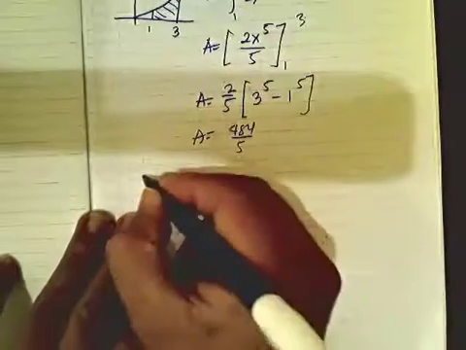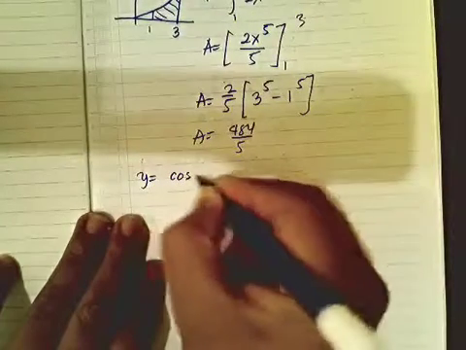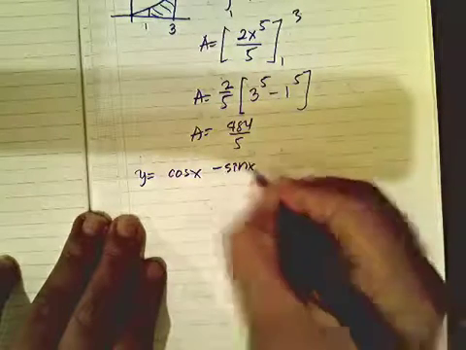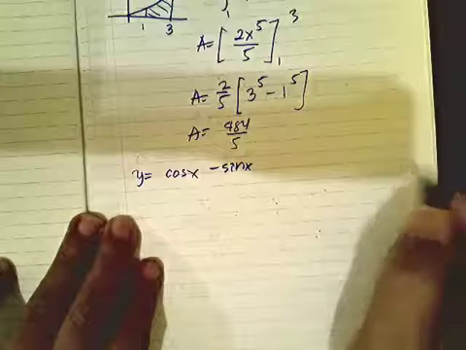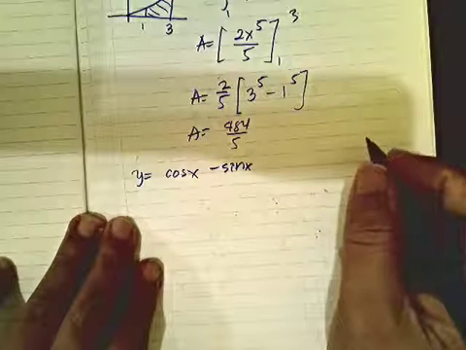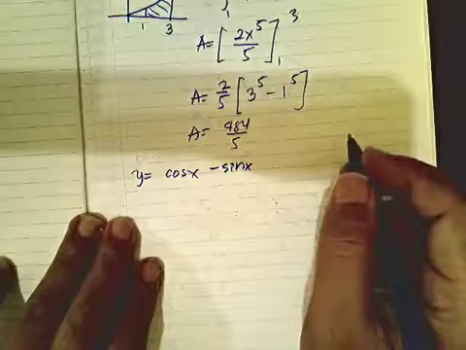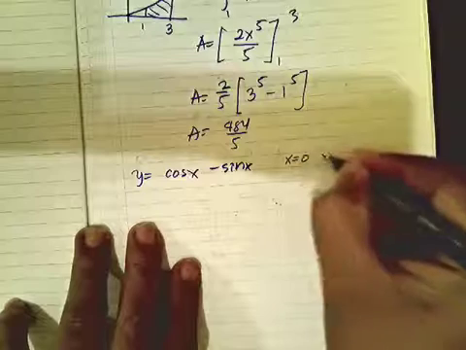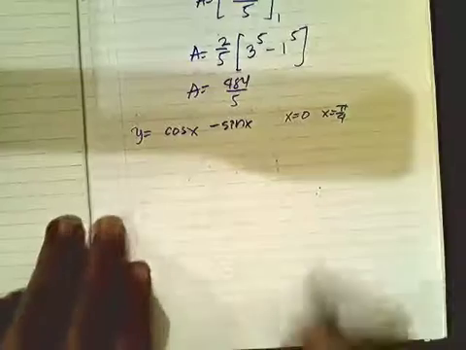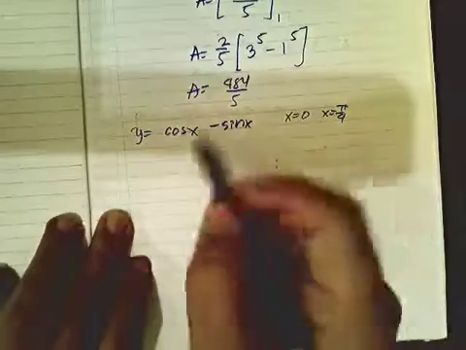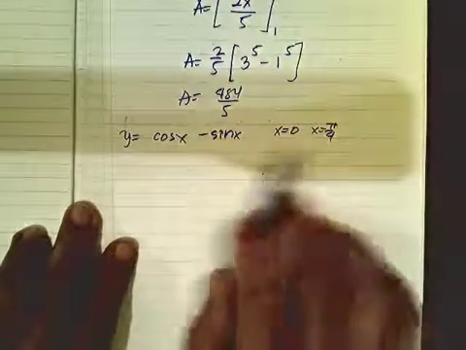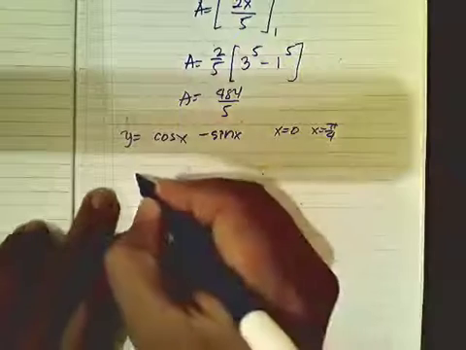So let's try to have the next example. Suppose that you have y equal to cosine x minus sine x, and you would like to find the area of the shaded region from 0 to pi over 4. So from x is 0 to x is equal to pi over 4. Right? So what are we going to do? This one we don't need to draw the graph. To draw the graph of this is a bit complicated. So let us just try to find the area right away.